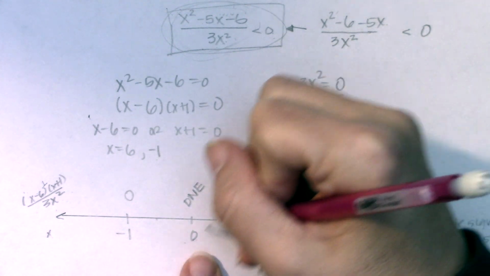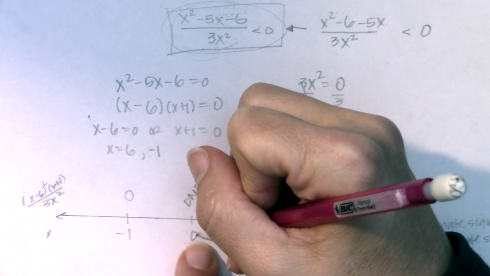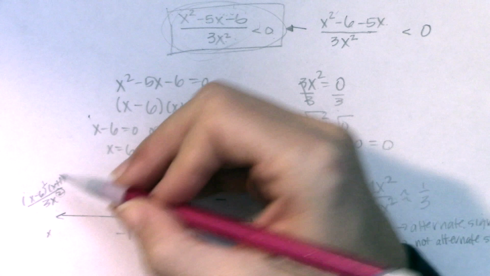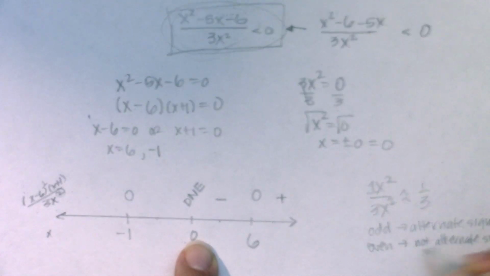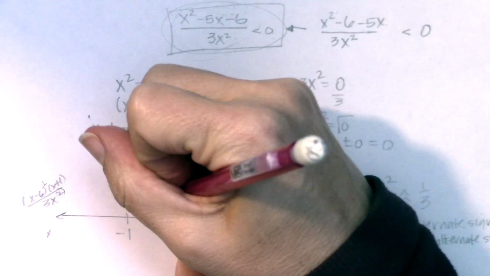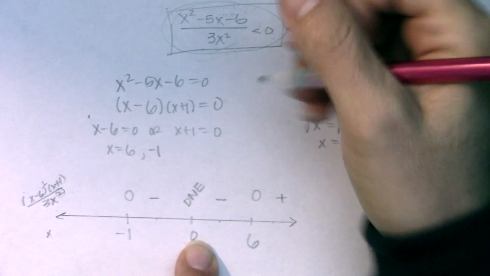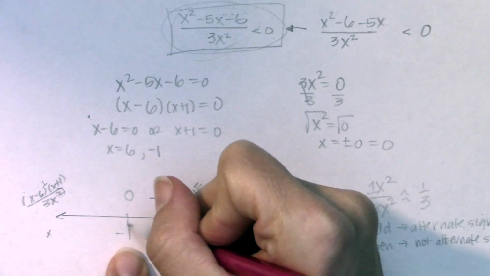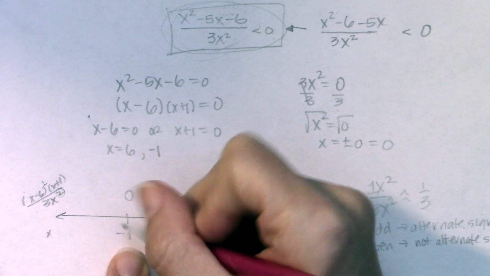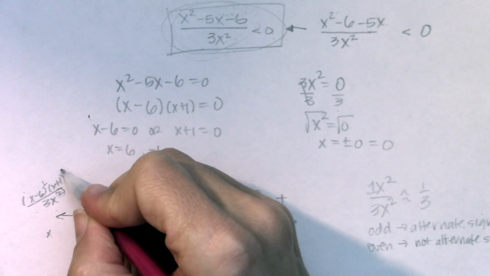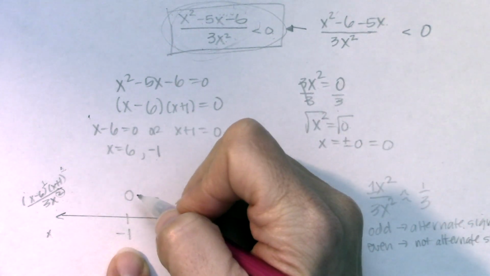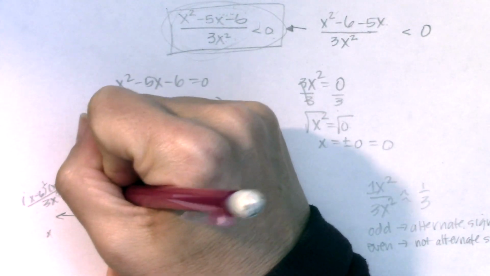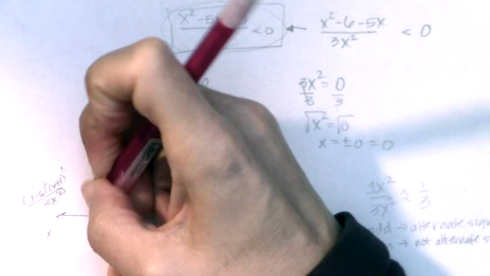The next x coordinate I run across is 0. 0 comes from x squared, and you can see this one has an even power. So I'm not going to alternate signs. If there was a minus here, I'm going to keep it. The next x value of interest that I come across is negative 1. Negative 1 comes from the factor of x plus 1. That has an odd power, so since it's odd, I'm going to alternate signs. I'm going to go from minus to plus.